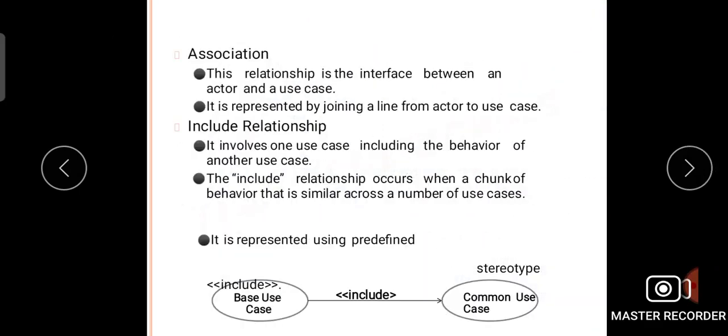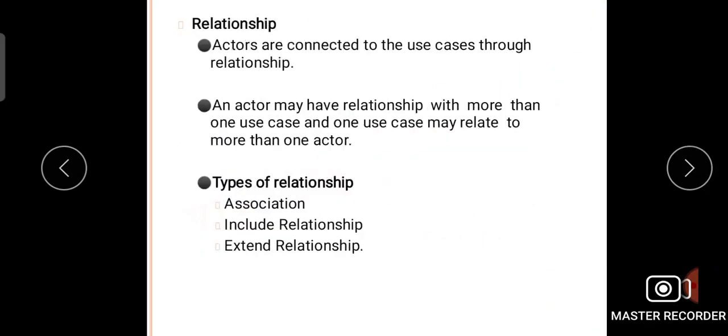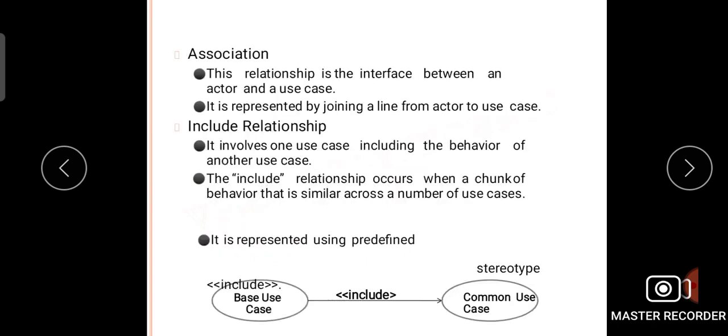Here the relationships connect use cases through actors and ellipse use case names. An actor may have a relationship with more than one use case, and one use case may relate to more than one actor. So in total three types of relationship are used in a use case diagram: first of all, association, include, and extend. Association is nothing but a simple line.